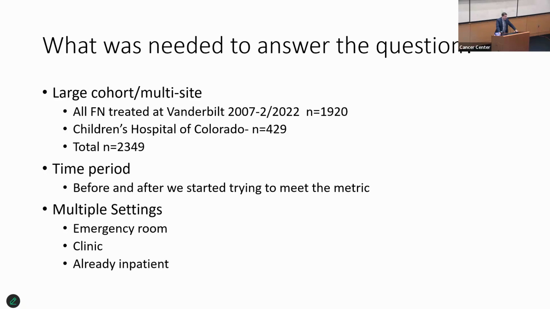So that was 1,920 episodes. And then we got an ER data set from here that was 429 episodes. So we ended up with 2,349 episodes. We also thought it was important to have a time period before and after we really tried to start meeting the metric. And so at Vanderbilt, we didn't really target it until 2015 to try to get our rankings up. And so we have periods both before and after trying to do it, and wanted to look at multiple settings. So we looked at people that came in through the ER, people that came in from clinic, and people that were already inpatient at the time.